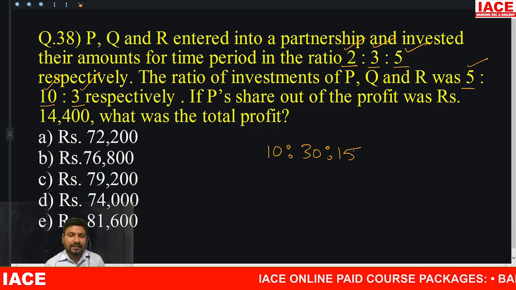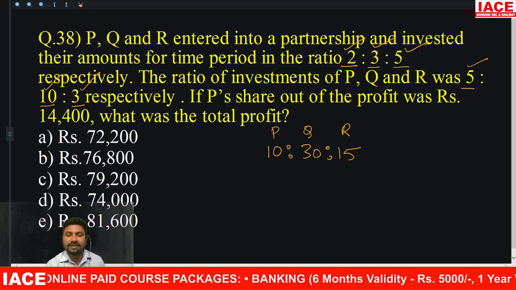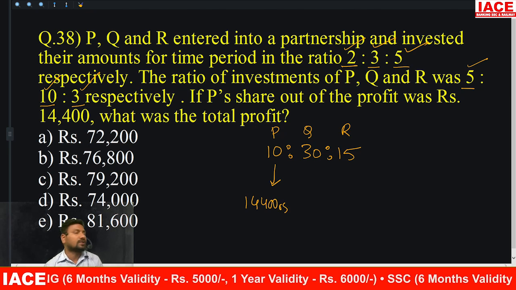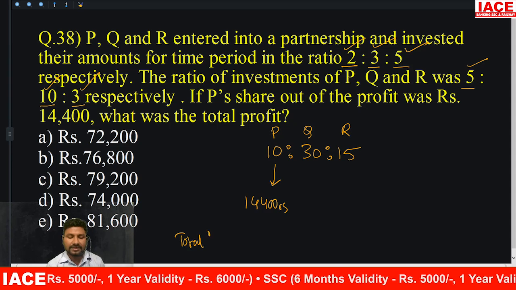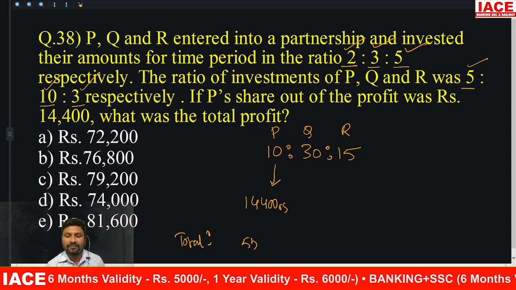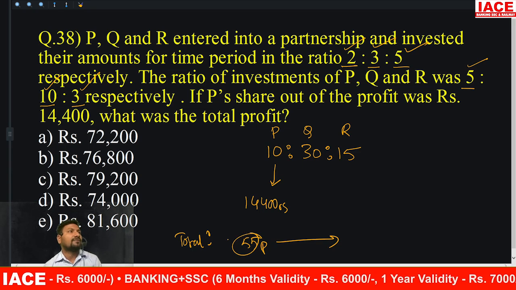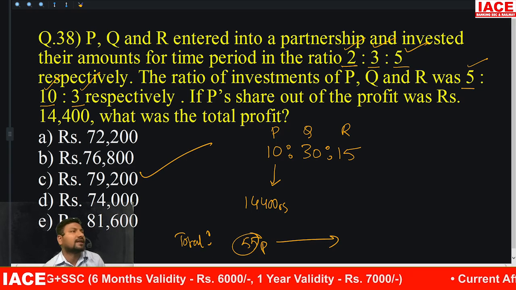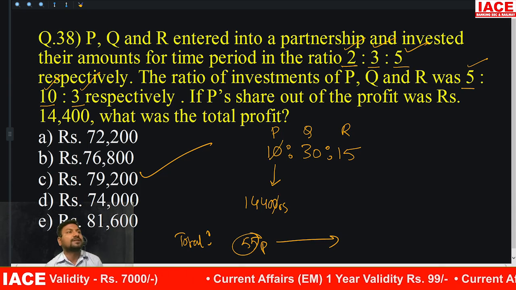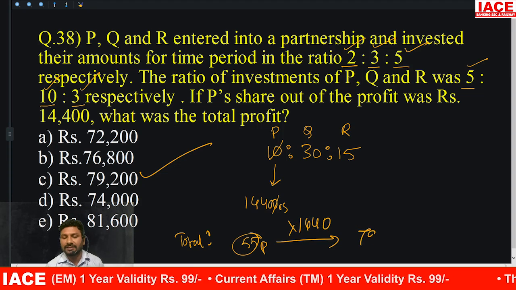10, 30, 15. Then if P's share out of profit was 14,400, P's share means this is P, this is Q, this is R. 10 parts equal to 14,400 rupees. Then what was the total profit? Total profit is equal to how many parts? P has 10 parts, Q has 30 parts and R has 15 parts. Total is how many parts? 55 parts. 55 means nothing but 11 multiples, 55 is 5 into 11. 11 multiples means only one option, that is 79,200. Otherwise, 10 parts equal to 14,400, 1 part equal to 1,440. Then 55 parts equal to how much? 1,440 multiplied by 55, you will get 79,200.